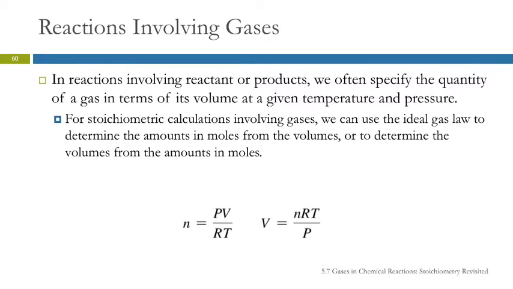Reactions involving gases. We've talked about how gases can be produced in chemical reactions. We can also have reactions that just occur in the gas state between different gases. And so we can calculate amounts of reactants and products using stoichiometry. There's just a little bit of a change in that we are going to use the ideal gas law to determine moles if we're given volumes, or to find volumes if we have moles.